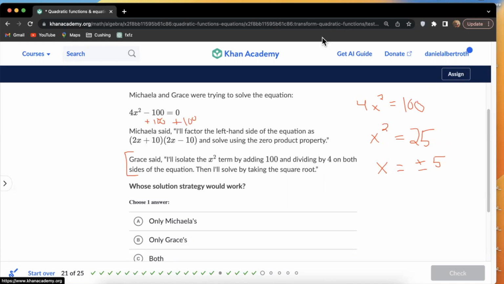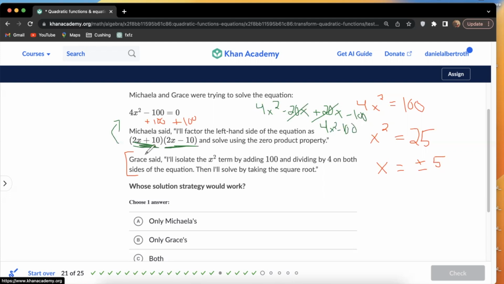What Michaela does, so I'll use a different color, Michaela factors. All I'm going to do is make sure that 2x plus 10 times 2x minus 10 actually equals 4x squared minus 100. If I do 2x times 2x, that's 4x squared. If I do 2x times negative 10, that's negative 20x. But then I have 2x times positive 10, so that's plus 20x. That is going to get rid of all the x's for me. And then positive 10 times negative 10 is minus 100. The negative 20x and the positive 20x cancel out, so you're left with 4x squared minus 100. So it's the same thing.